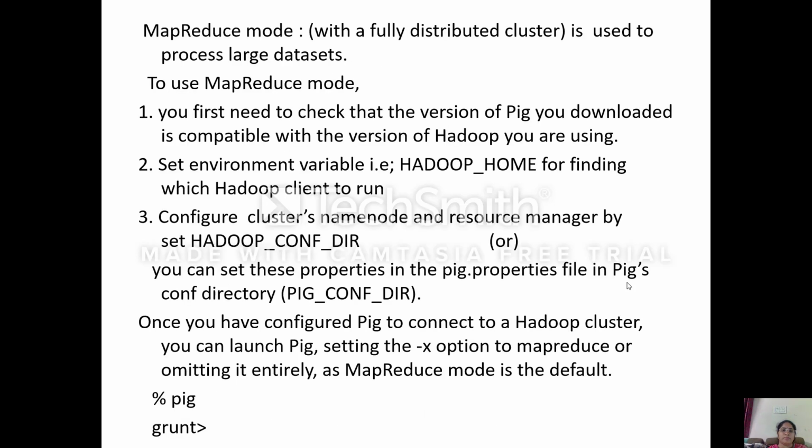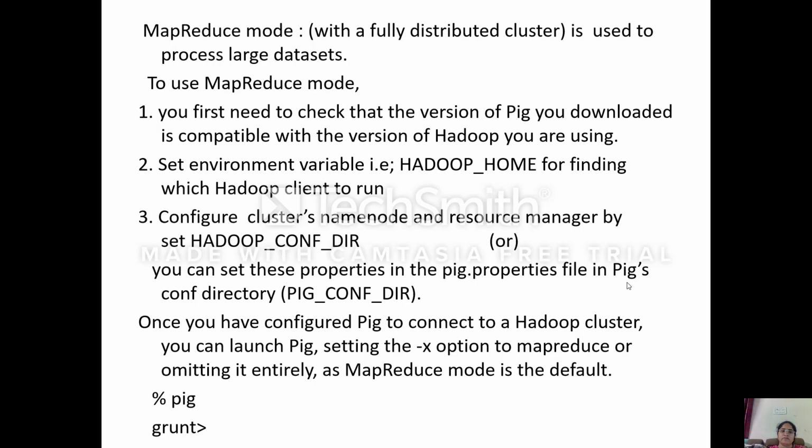Now we will see the MapReduce mode. If you want to work with MapReduce mode, it has to work on a fully distributed cluster. It is used to process large data sets. If you want to work with small data sets, you can use local mode. If you want to work with large data sets, you can use MapReduce mode. To use MapReduce mode, first we need to check the version of Pig you downloaded, and whether it is compatible with the version of Hadoop or not. You need to check that: the version of Pig and the version of Hadoop are compatible or not.